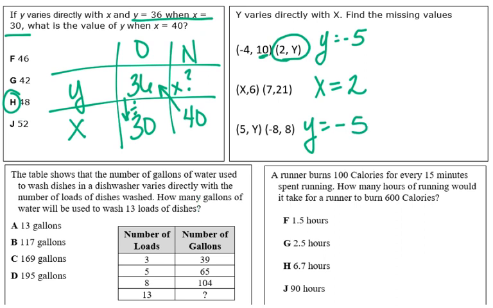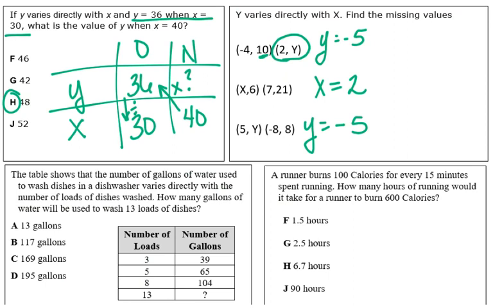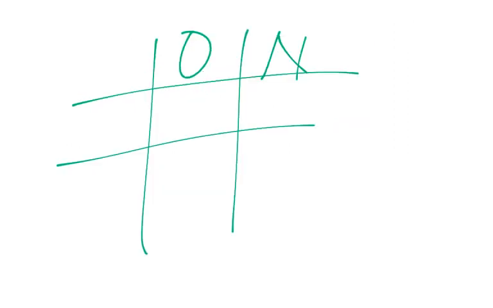And then finally down here at the bottom, the table shows that the number of gallons of water used to wash dishes in a dishwasher varies directly with the number of loads of dishes washed. How many gallons of water will be used to wash 13 loads of dishes? So again, this is another one where you can use the hashtag. So I'm going to go over here to this next page. We've got the original and we've got the new. The two things we're comparing are number of loads and number of gallons.